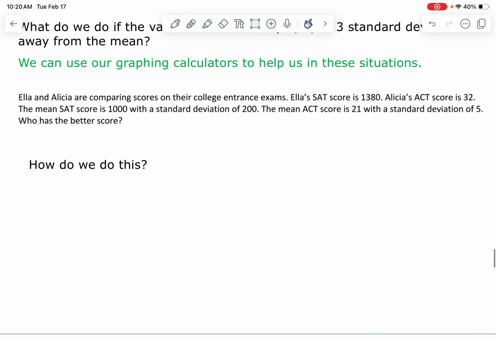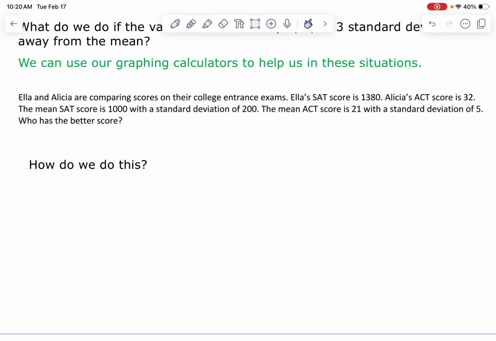So here's a question. It says, Ella and Alicia are comparing scores on their college entrance exams. Ella's SAT score was 1380. Alicia's ACT score was 32. The mean SAT score is 1,000 with a standard deviation of 200. The mean ACT score is 21 with a standard deviation of 5. Okay, who has the better score, right? We're comparing SAT and ACT. How do we do this?